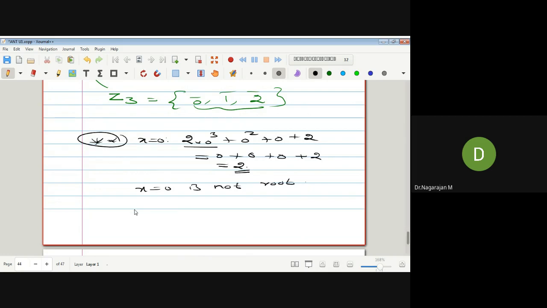So next we want to check x equal to 1. X equal to 1, same equation: 1 cube, and 0 cube and 0 squared are replaced by 1 cube only. Therefore, 2 into 1 cube plus 1 squared plus 1 plus 2. 2 into 1 cube is 2 only. 1 squared value is 1 only. 2 plus 1 plus 2, and 1 plus 2 is 3. 3 plus 3 is 6.